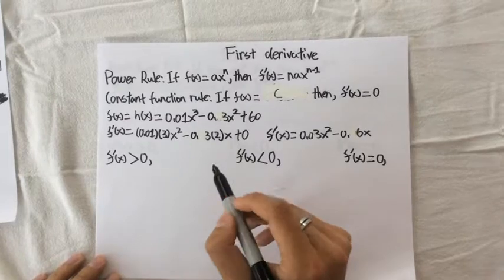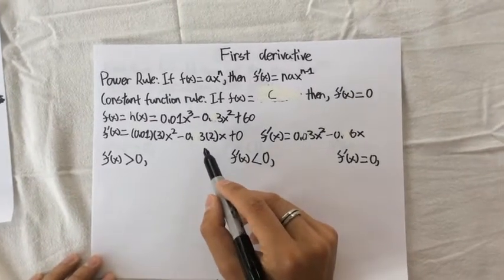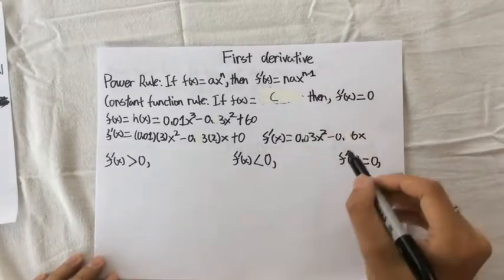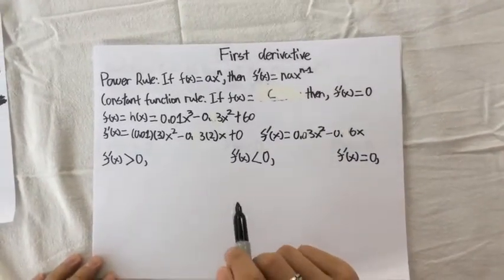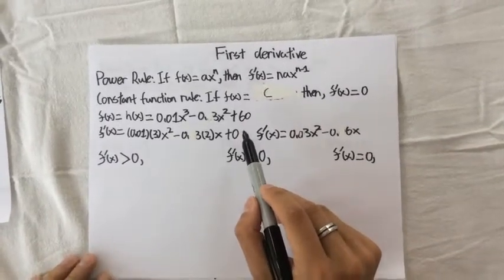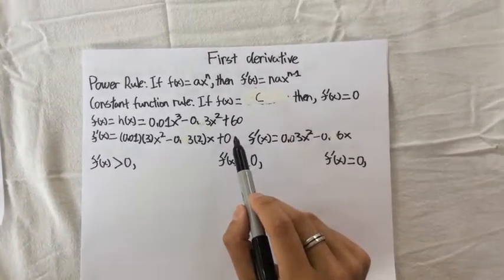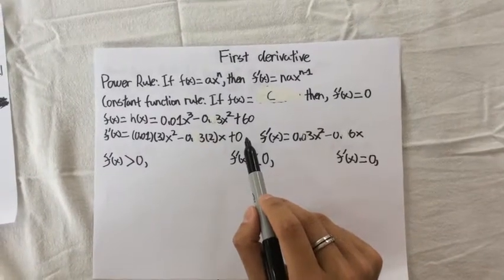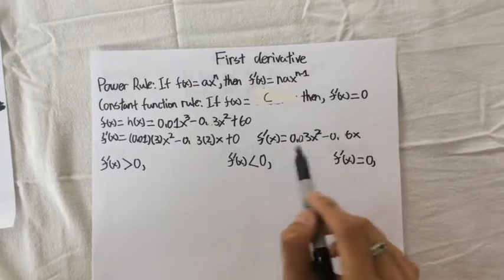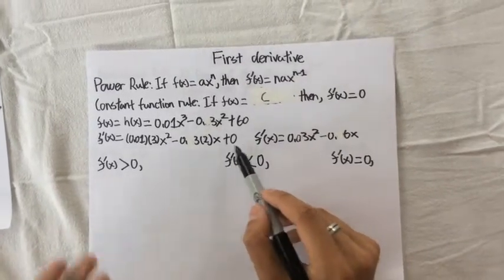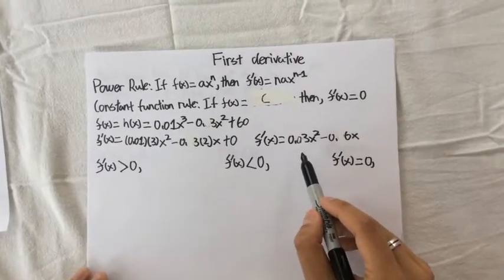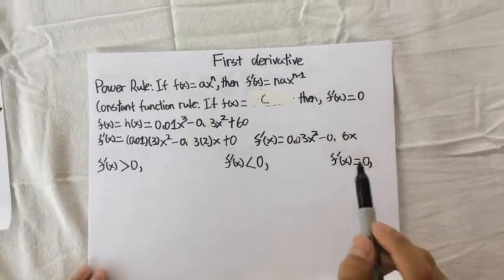We're going to do the same thing for the second term: 2 multiplied by negative 0.3, which is negative 0.6. And then lastly, for the last term, 60, we have to apply the constant function rule. The rule states that if f of x equals any constant value, then the derivative of it will be 0, and we don't need to write the 0. So f prime of x equals 0.03 x squared minus 0.6x.